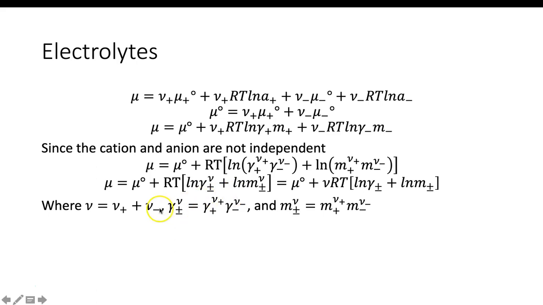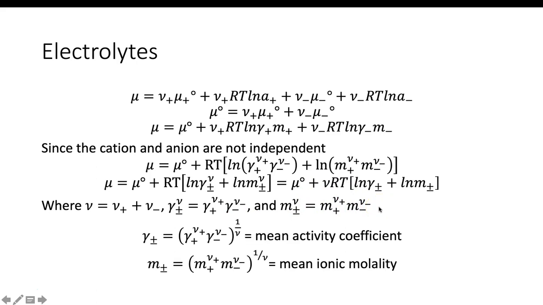So we only need to write one activity coefficient, which is the mean of these ionic activity coefficients, and the mean of these ionic molalities as well. We have these set up so that our chemical potential is referenced to a reference state. We have our overall stoichiometry, and then RT times the natural log of this mean ionic activity coefficient, and then the natural log of the mean ionic molality. So this is the ideal, and this is the non-ideal contribution.